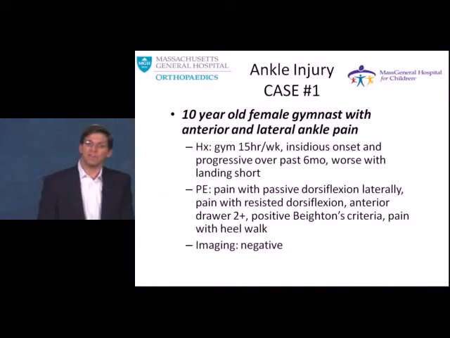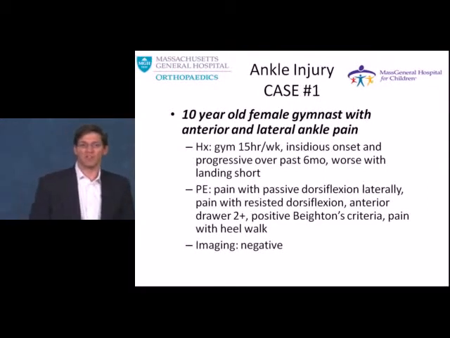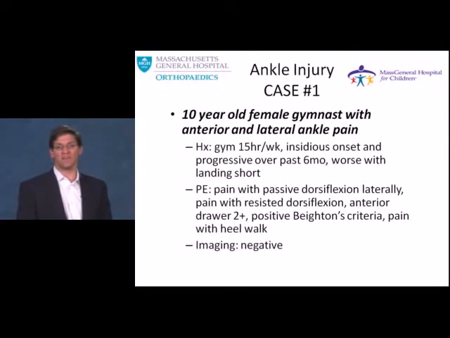So we're going to step into some cases to go through the differential and common ankle injuries. We have a 10-year-old female gymnast with anterior and lateral ankle pain. She's in the gym 15 hours per week. She is a dedicated gymnast. She had an insidious onset and progressive pain over the past 6 months, and it's worse with landing short, meaning that she lands with her foot in dorsiflexion and potentially her knee in front of her foot.